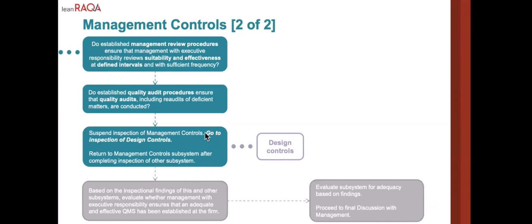You can see here in the inspection technique guide, it specifically says, go to inspection of design controls from management controls. So QSIT is a systemic approach. So we start in one subsystem, and we go directly to another subsystem, and then we may loop back again depending on the nature of the objective evidence that we find there. And you can tell that it gives you instructions on how to move back and forth between these subsystems and the points where you should have a conversation with management.